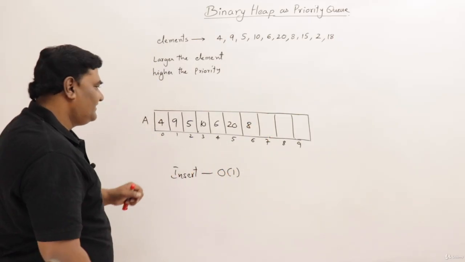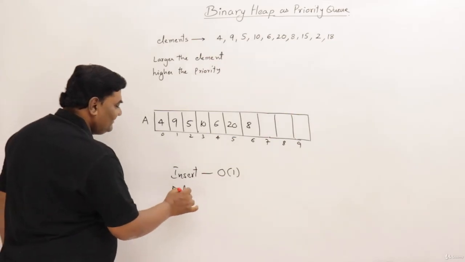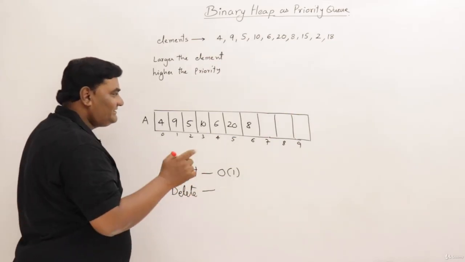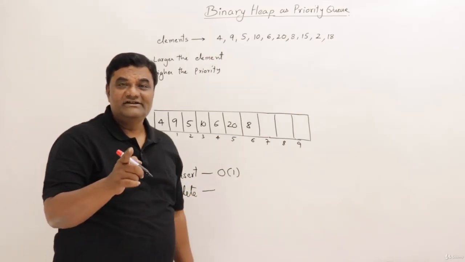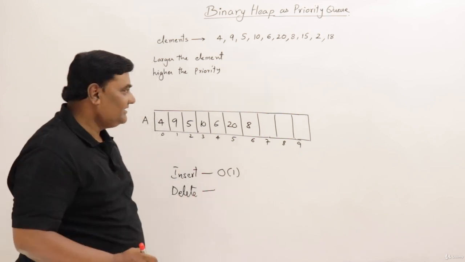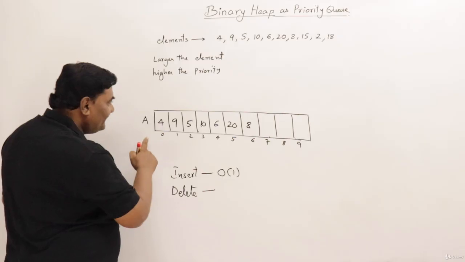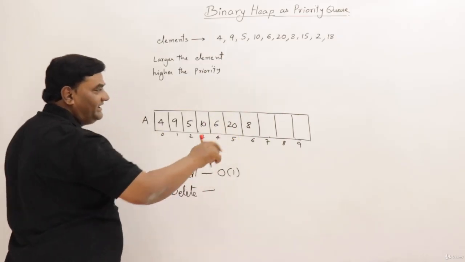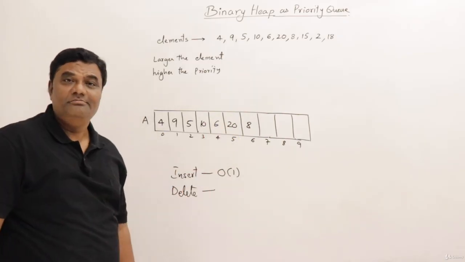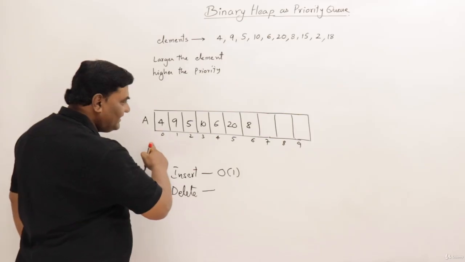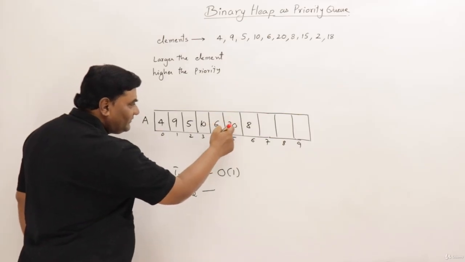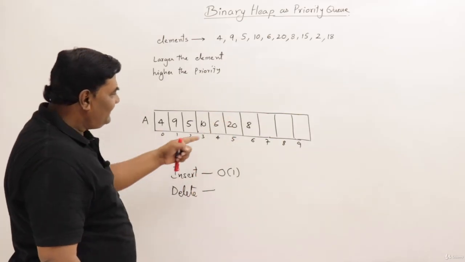Now I want to delete. As I said, deletion means you can always delete the highest priority element. So which element has the highest priority? Larger the element, higher the priority. Search and find out the maximum element in the entire array. Then I came to know that 20 is greater, so delete that element.